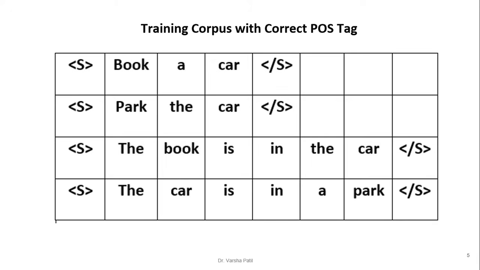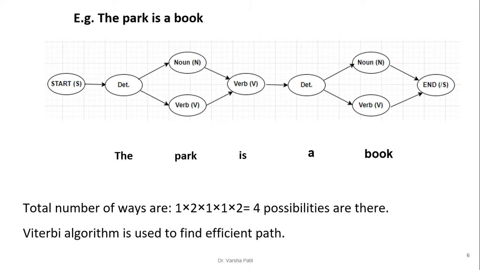Now we will take an example. Here the corpus is given with the correct POS tags. Whenever a corpus is given, we need to assign the correct part of speech tag, because this is our training procedure. Book a car, park the car, the book is in the car, is in a park. So these four statements are there. For example, the statement given is: the park is a book. What is our job? We need to assign the part of speech tag for each word in an efficient way. Here book can be verb or noun, and park can also be verb or noun. So here the ambiguities are there.